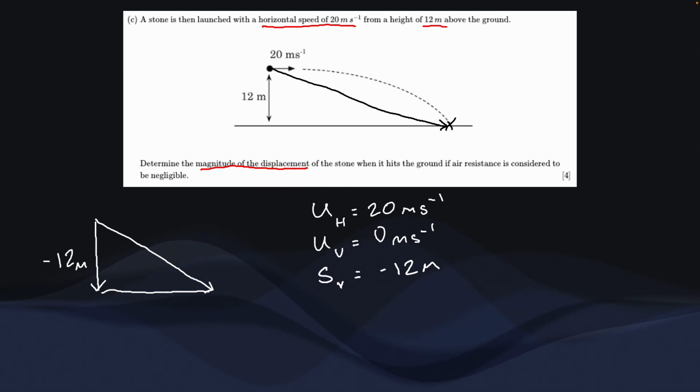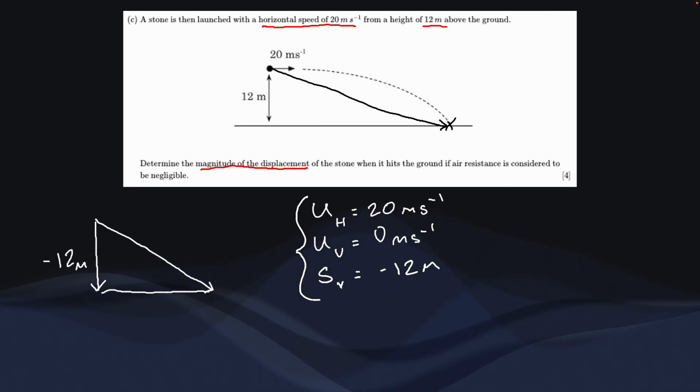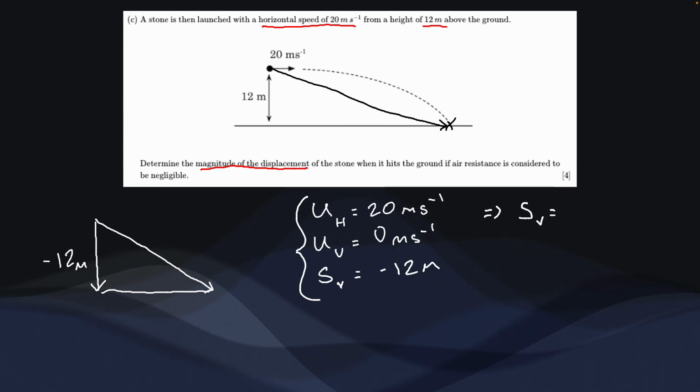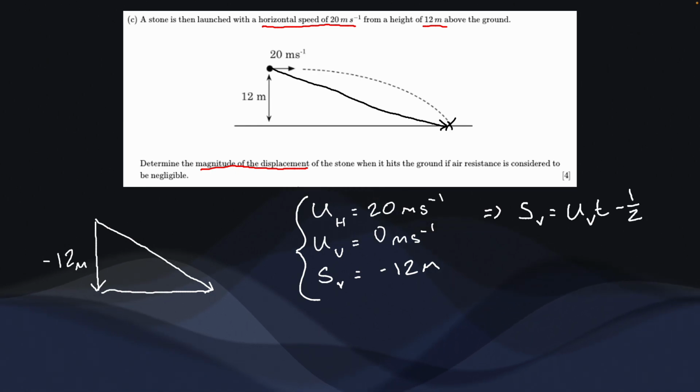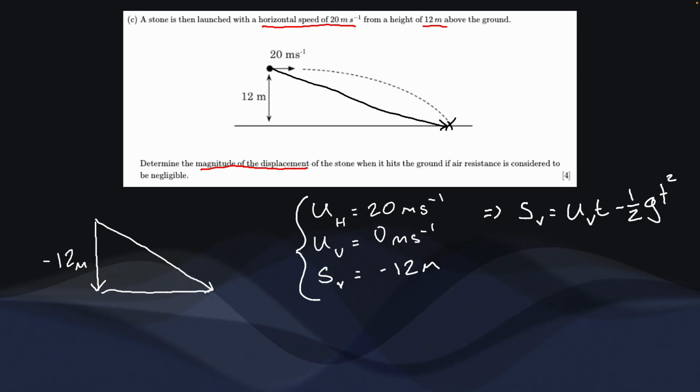Now, what we can do with this is apply it to our formula, which is S is equal to UT plus half AT squared, because we're given that. So therefore we can say negative 12. So we know that S of V is equal to UV times T minus half GT squared. Remember? And now let's just substitute values.